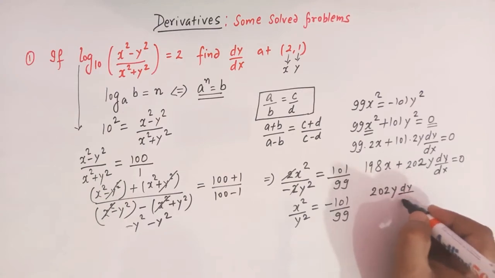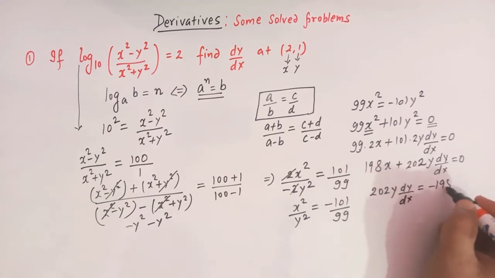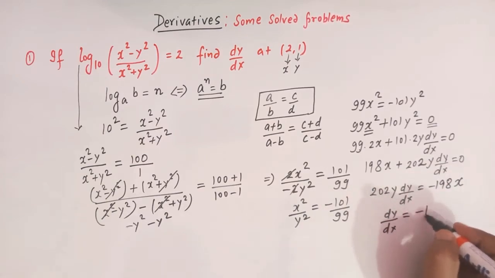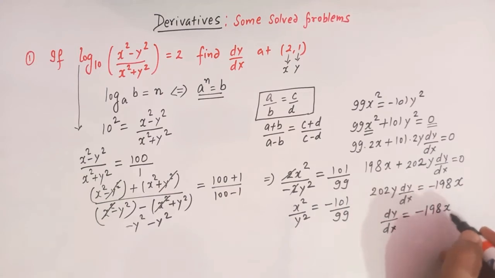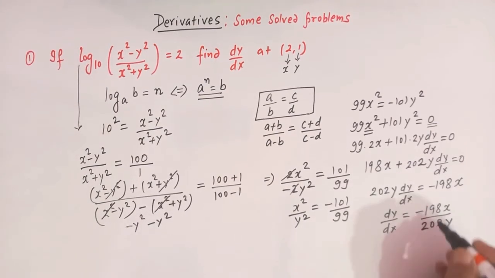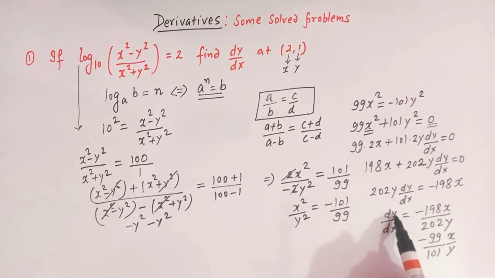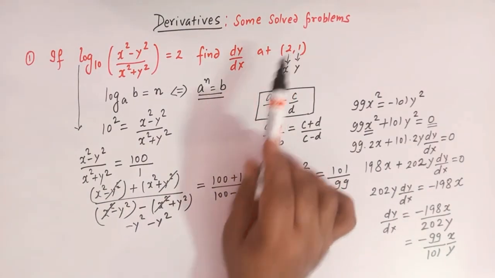So now we can write it as 202y dy over dx is equal to minus 198x, and dy over dx is equal to minus 198x divided by 202y. So now cancelling these two terms, we have minus 99 over 101 times x over y. So this is the expression for dy over dx, but here we have to find the derivative of y with respect to x at (2, 1).